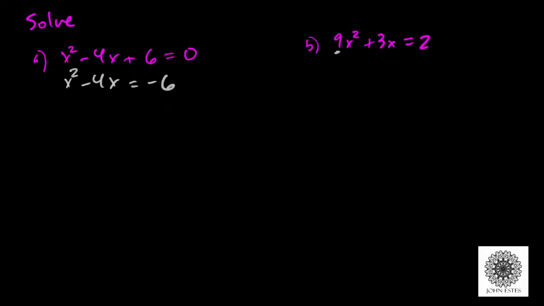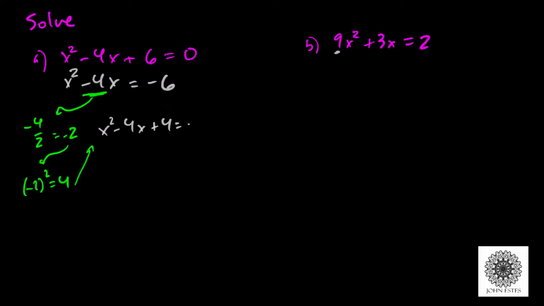I'm going to take my linear coefficient, and I'm going to divide it by 2. You divide it by 2 every time, and I get negative 2. Then I take negative 2 and square it to get 4. And then I'm going to add that back in to both sides. So I end up with x squared minus 4x plus 4 equals negative 6 plus 4. Now this seems like we've made things more complicated, but we actually haven't.